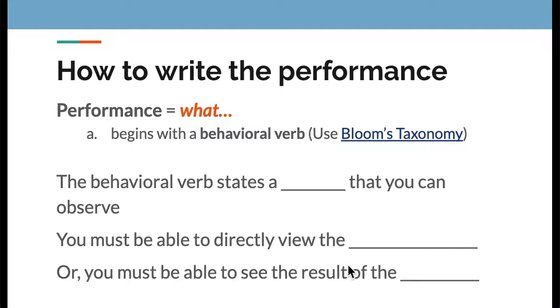Here's an example focusing on the performance, the what, the behavioral verb, which you draw right out of Bloom's taxonomy. Pause, take a look, go click right now, Bloom's taxonomy, take a read, come on back. The behavioral verb states a blank that you can observe, whatever it is that you chose. You must be able to directly view the blank that you said the learner needed to do, or you need to see the result of the blank that you asked the learner to do. Let's keep going.